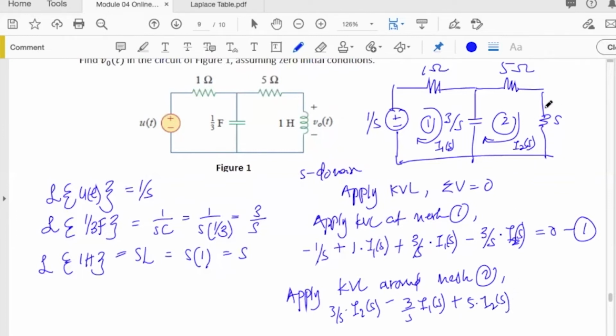And then we have a voltage drop inside our inductor, which is s. So plus s times the current I2(s). This whole thing will be equal to 0. So that would be our second equation.